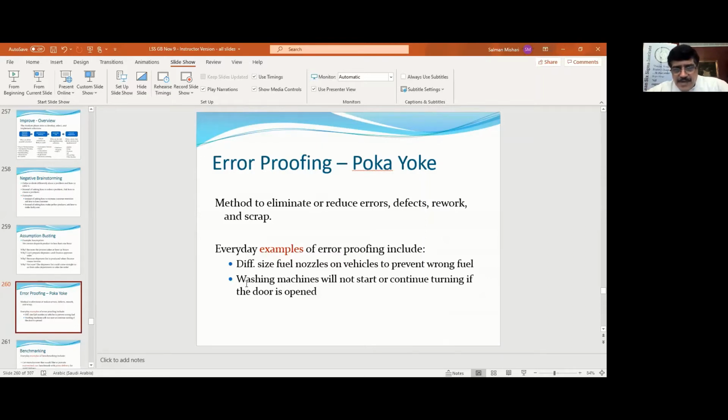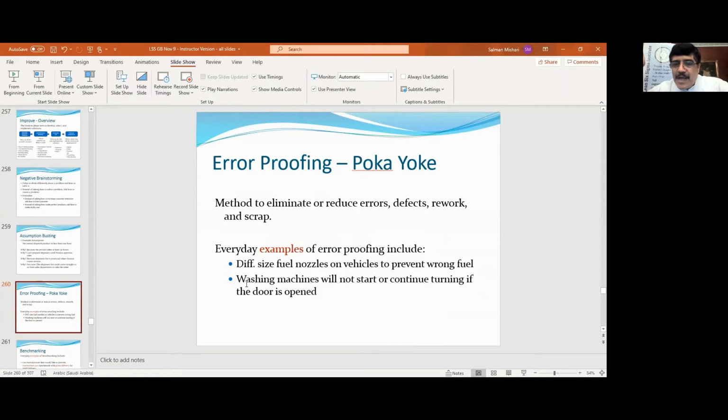and this should actually come later, but error proofing, poka-yoke. This method is to eliminate or reduce errors, defects, rework, and scrap. A very easy example is the nozzles in your car. If you have a gasoline car, even by mistake if you go to the diesel side, the diesel nozzle will not go into your car. So there is basically no way to make an error.